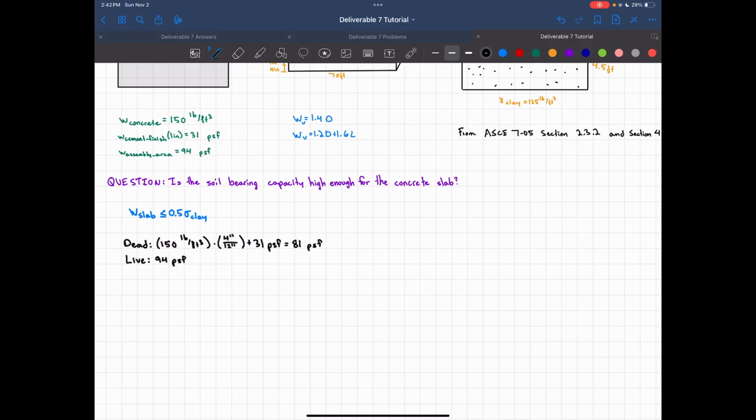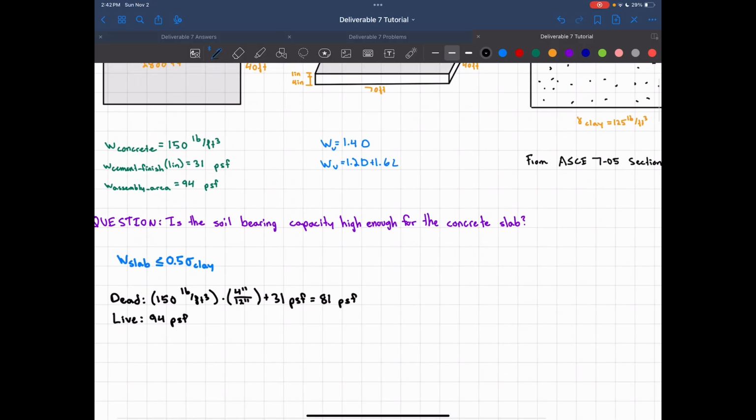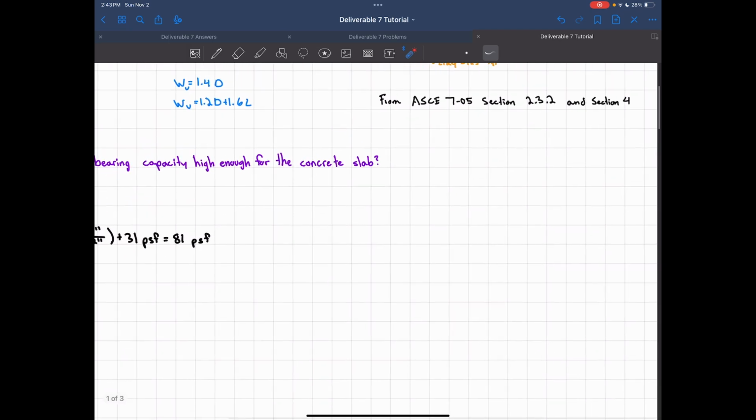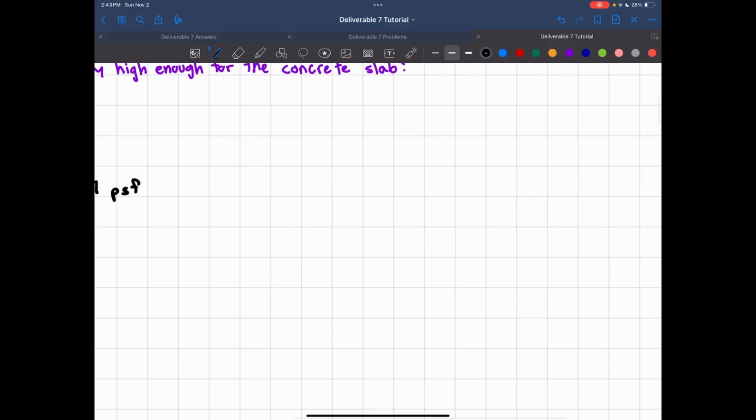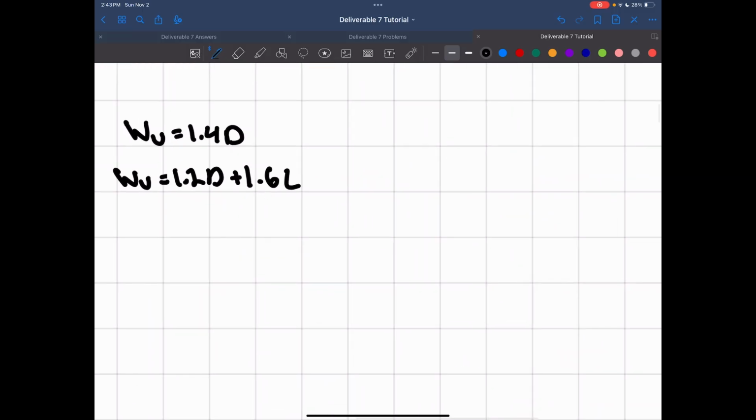Now we need to combine these. So we need to test out our two different load combinations that we have here, right? And figure out which one is our design load. So we want to design for whichever one is the highest, right? Because that's the worst case scenario. So we're going to calculate both of these numbers and pick whichever one is higher. So all we have to do here is plug in our numbers.